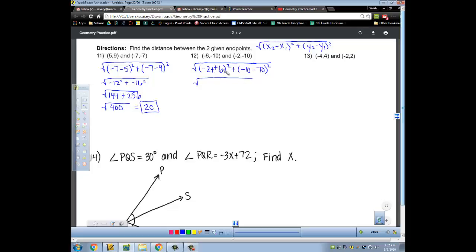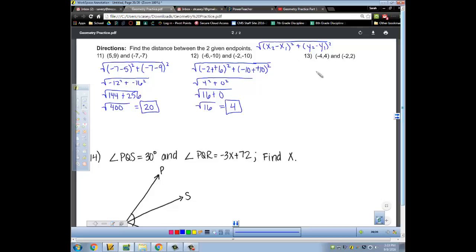So that's negative 2 plus 6, which is 4. So 4 squared plus negative 10 plus plus, so negative 10 plus 10 is 0. 4 squared is 16. 0 squared is 0. 16 plus 0, obviously 16. Square root of 16 is 4.